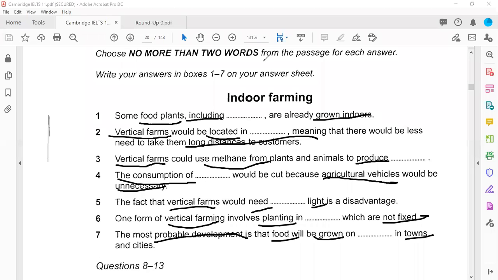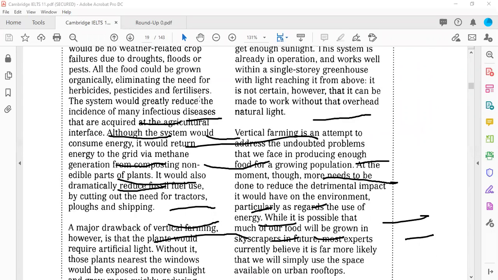And then we go back and we scan the paragraphs. Okay, so let's have a look at the first one. Some food plants, including plants, are already grown indoors. So let's go have a look.